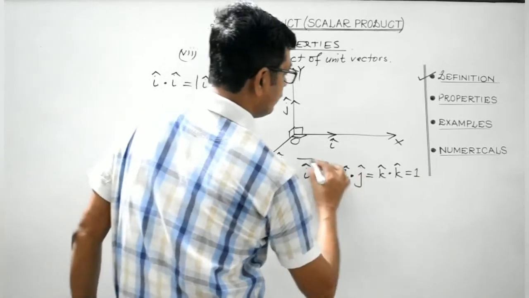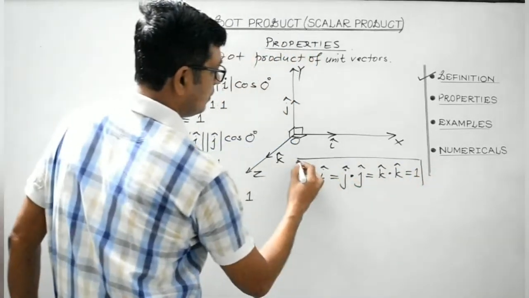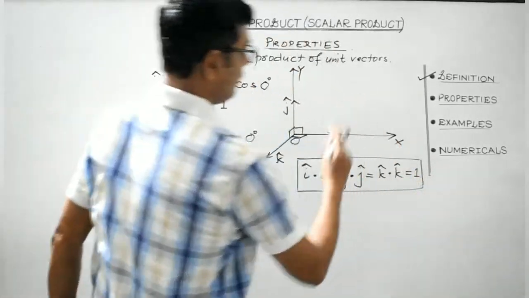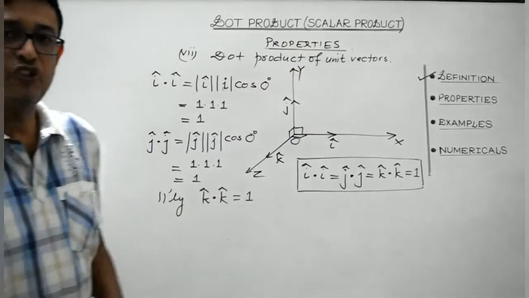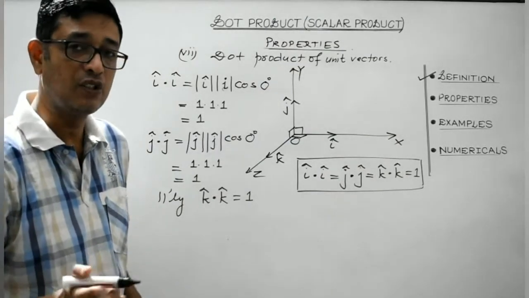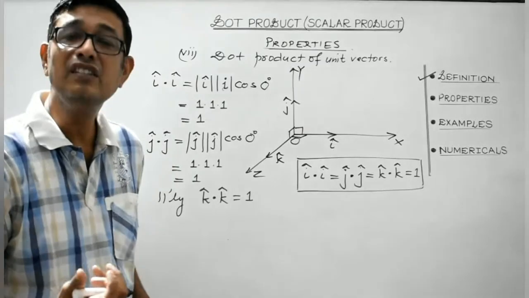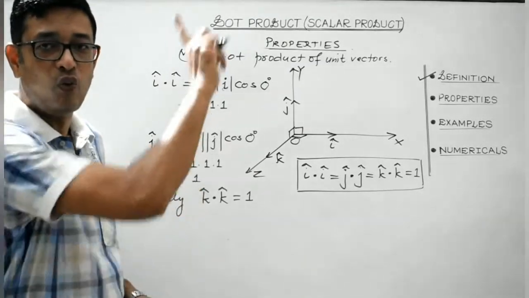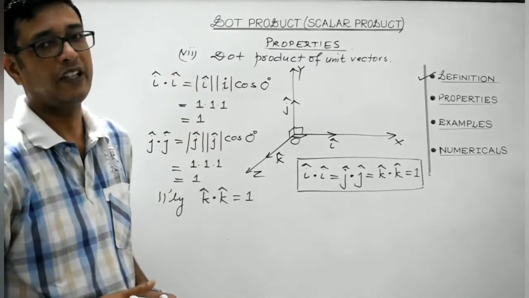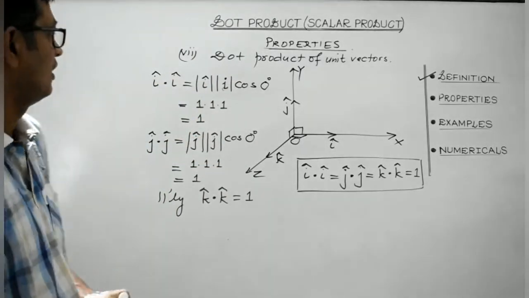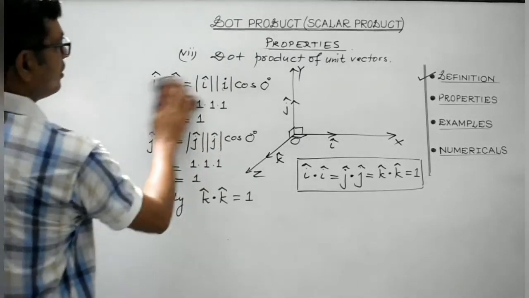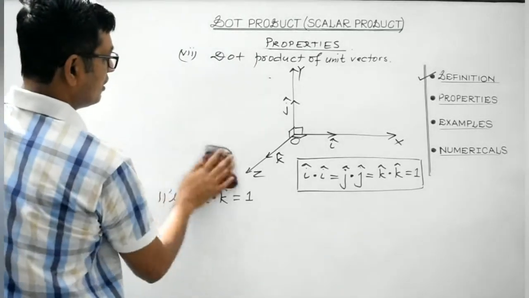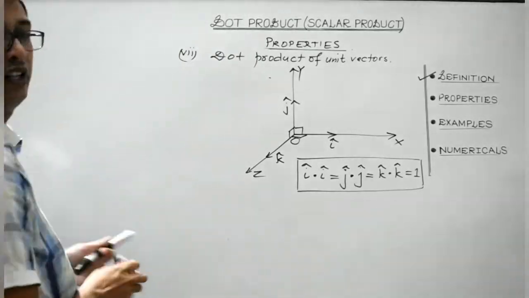This is, students, a very important result. Do remember it: i dot i is equal to j dot j is equal to k dot k is equal to 1. i, j, k are the unit vectors representing the direction along x, y and z axis respectively. Clear, students? There are some more important results in case of unit vectors, so let's discuss those as well.